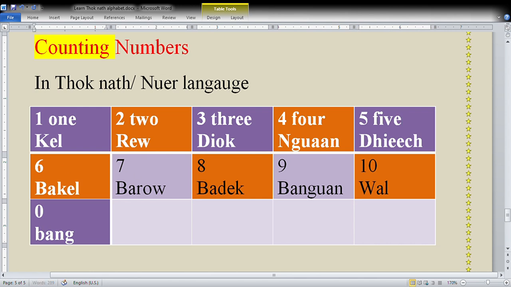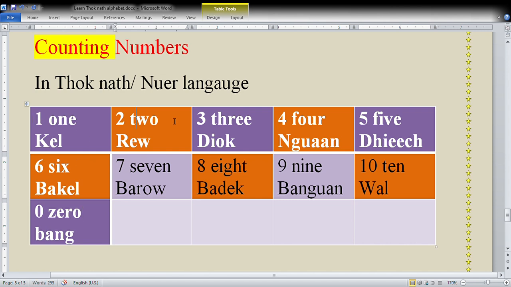and this one is six. Okay, and this is seven, and this one is eight, and this one is nine, sorry, nine, and this one is ten, and this number is zero. Okay.